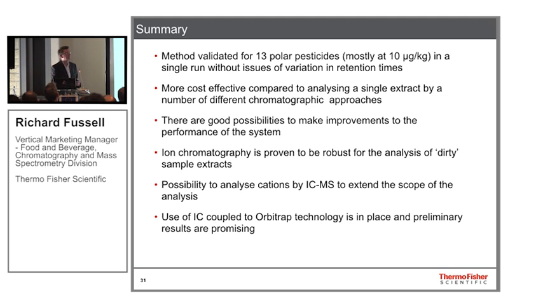When I was at Fera, I got years of experience of running really dirty extracts, and the ion chromatography is proven to be robust for these really dirty samples. I think that there is a real possibility that we will be able to analyse the cations by IC-MS. We don't know about the sensitivity at the moment, but of course it would extend the scope of the analyses. And then I think coupling the ion chromatograph to an Orbitrap technology in place of the triple quadrupole technology, that's possible as well.